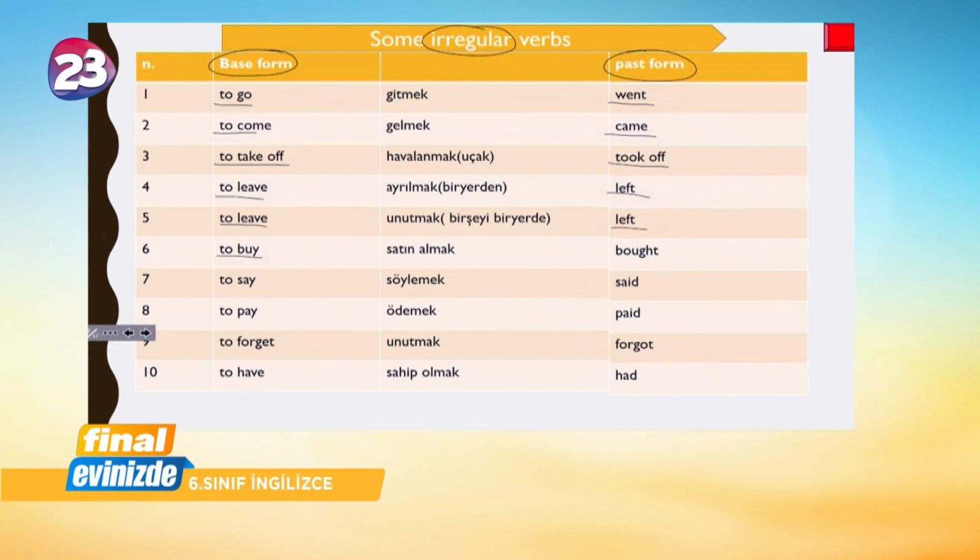To buy, bought. To say, said. To pay, paid. To forget, forgot. And to have, finally, had. Okay, if you want to change an irregular verb, as I have told you, we are going to use the past form, the second form of the verb. Okay.